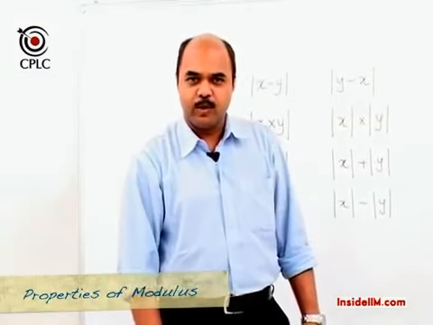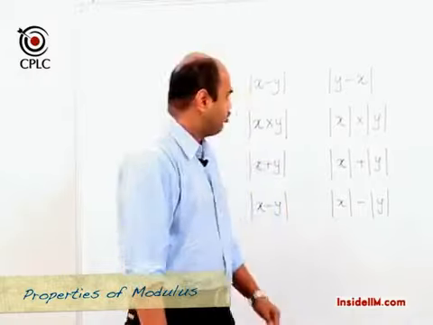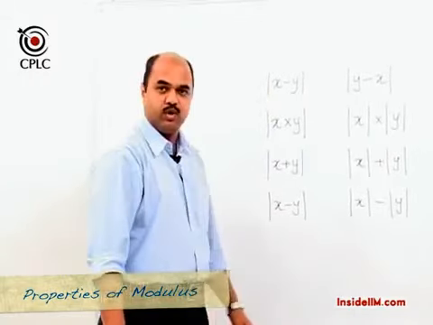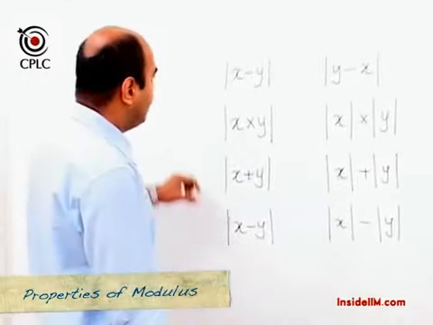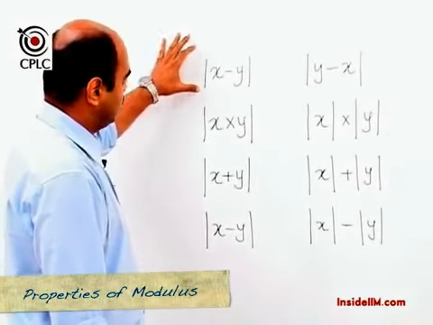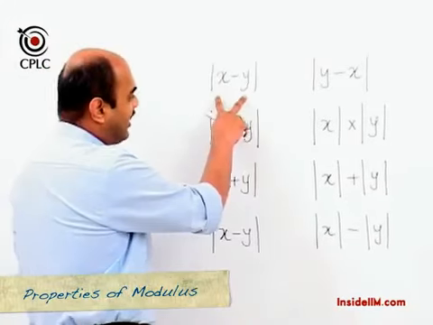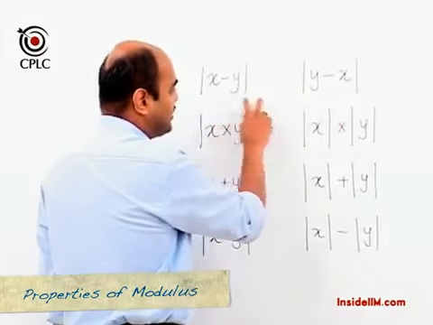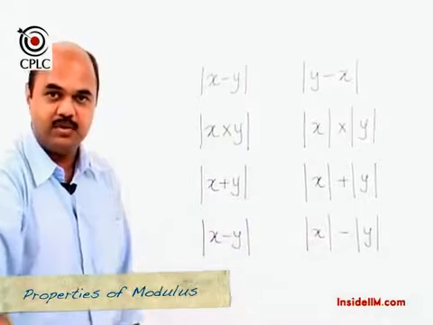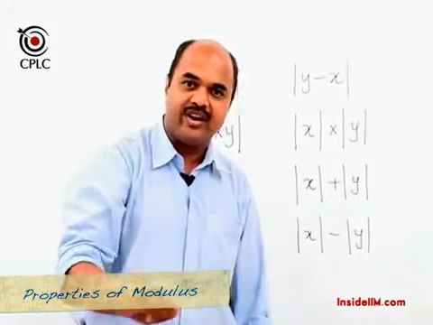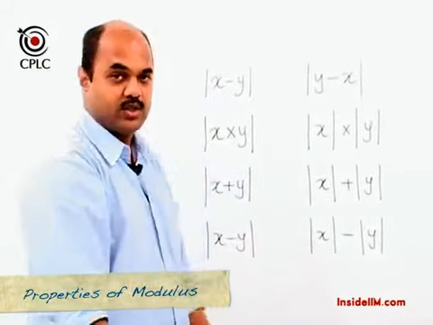Let's try and look at a few properties of mods. We have a few expressions here involving mods, and we need to look at each expression as a left hand side and a right hand side. So we need to connect these two by something in between. That something in between could be equal to, greater than, less than, and so on and so forth.